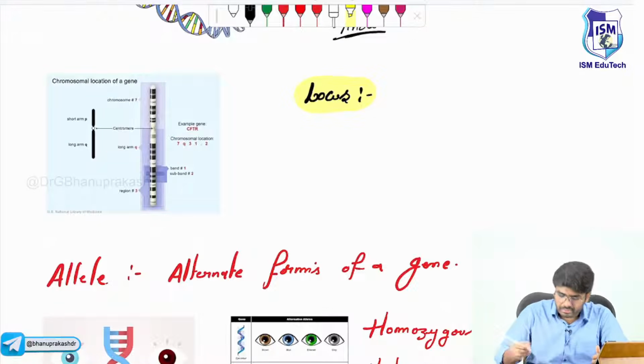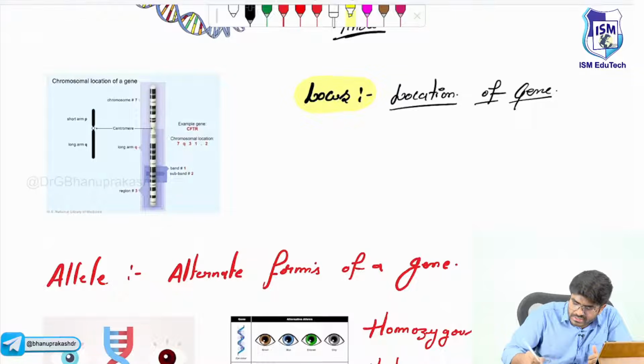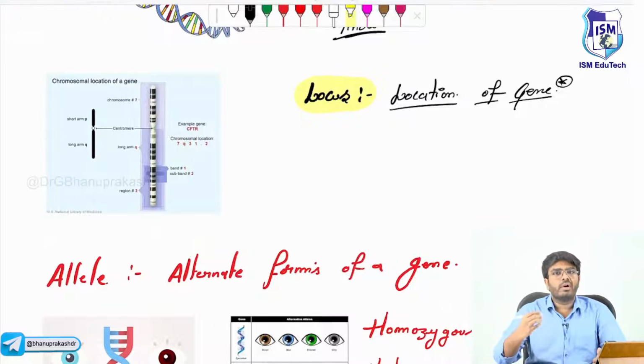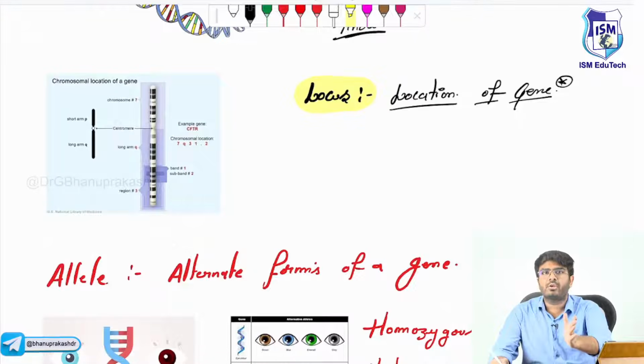Locus, in a simple way, is the location of a gene. The location of a gene is called a locus. Now, if you ask me where I am staying, I have to give you my address, right? This is the place where I am living in this country, India. I am living in so and so state, in so and so district, in so and so town, in so and so street. That's the exact precise location.